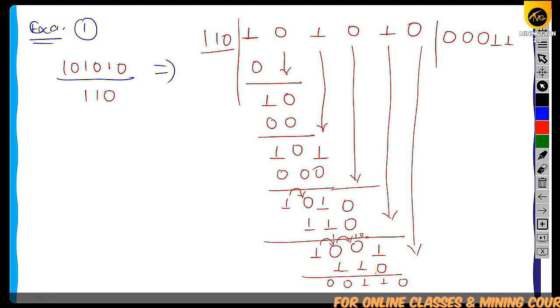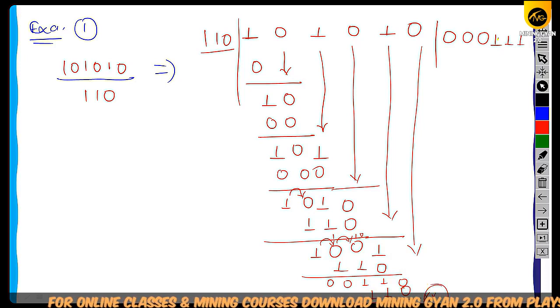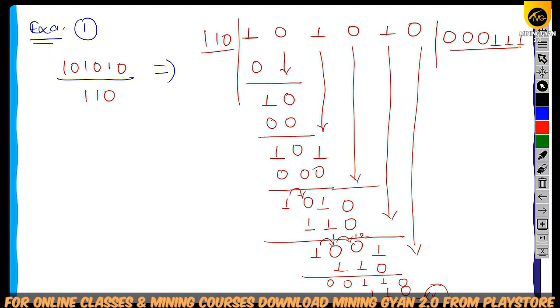So 110 and 110 are equivalent, so last time it will be one time, so 110. So the final remainder will be 0, and the answer will be 01001000111. So basically you can neglect this 0 and the final answer will be 111. So this is the basic procedure of binary division.